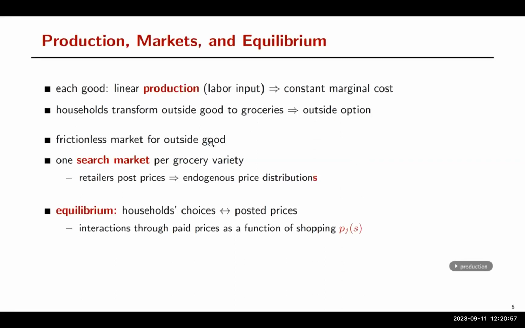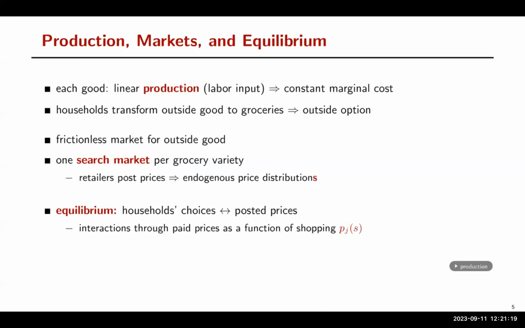The outside good I don't have data on, so I'm going to assume that there are no frictions in the markets for this outside good. There's going to be one search market for each of the grocery varieties in the economy. I'm going to get on the next slide to the details on how this market works. And then the equilibrium, as I already mentioned, is a fixed point between households' choices and the posted price distributions that come out of retailers' problem.